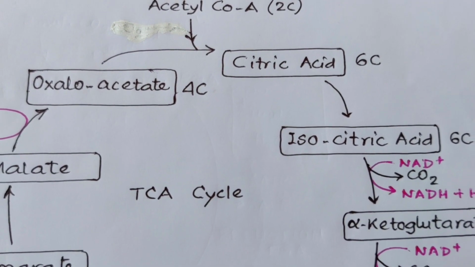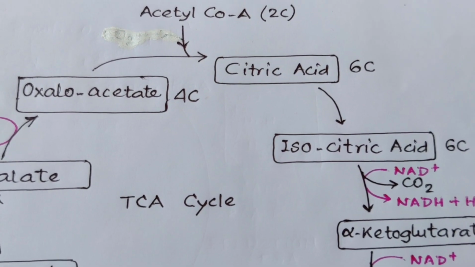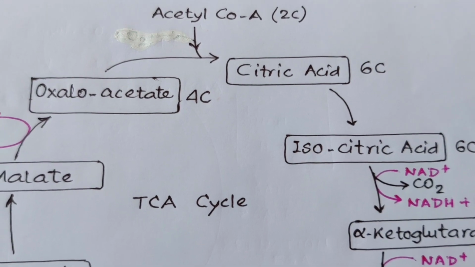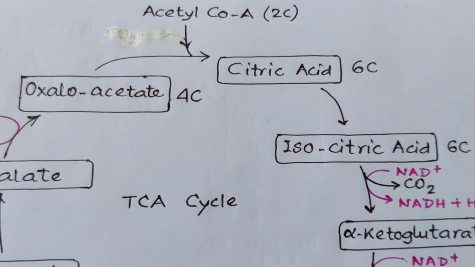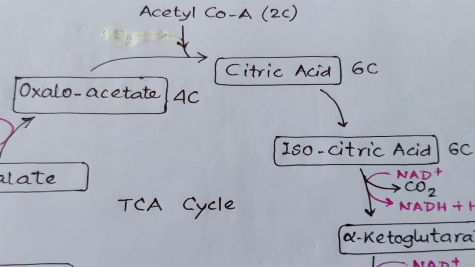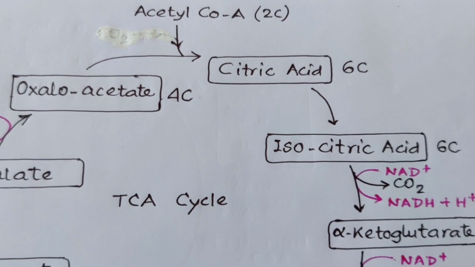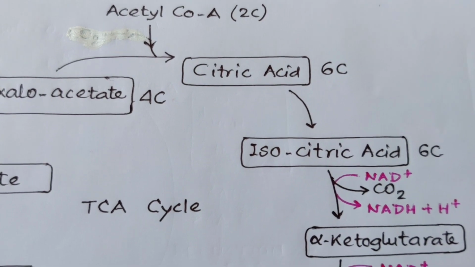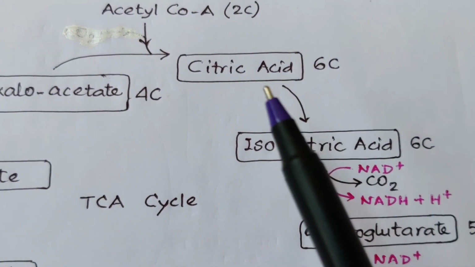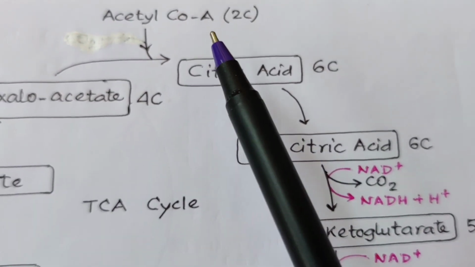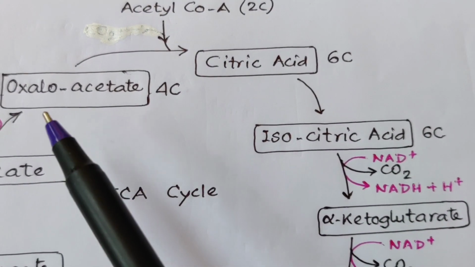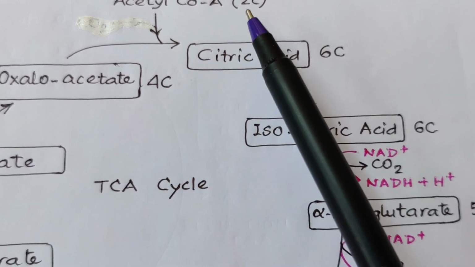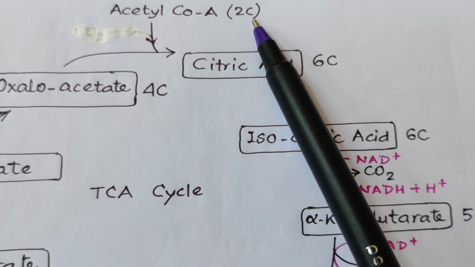This is the shortcut for tricarboxylic acid cycle or TCA cycle. Since this cycle was discovered by Sir Hans Krebs, it is also known as Krebs cycle, and since citric acid is the first product, it is also known as citric acid cycle. So citric acid, the first product, is formed as a result of reaction between oxaloacetic acid, that is a 4-carbon compound, with acetyl coenzyme A.